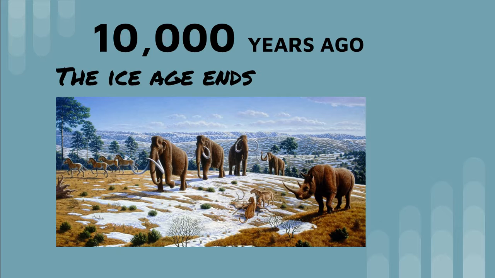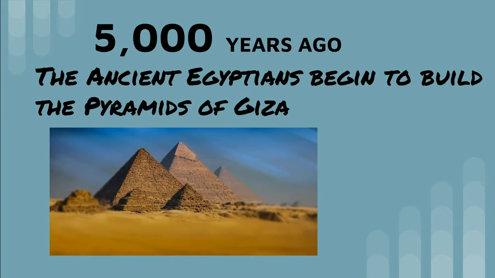Then, 10,000 years ago, the Ice Age comes to an end. And with that, the woolly mammoth and other animals from the Ice Age period also begin to go extinct. Then, 5,000 years ago, the ancient Egyptians begin to build the pyramids of Giza.